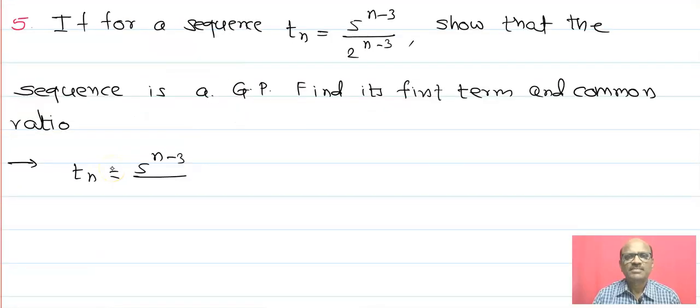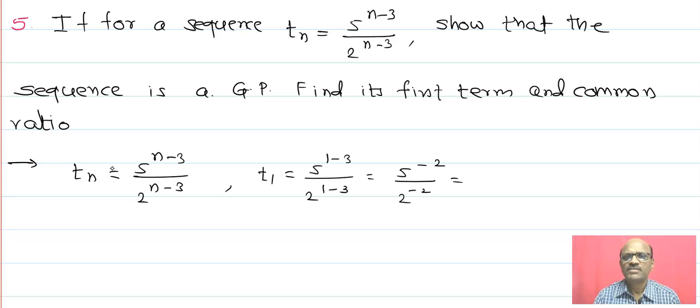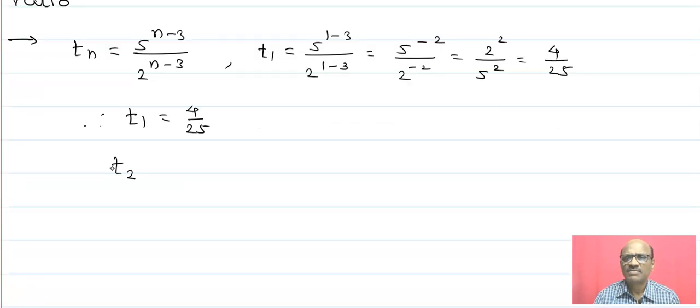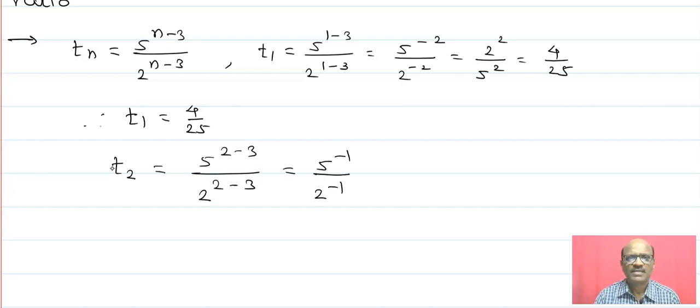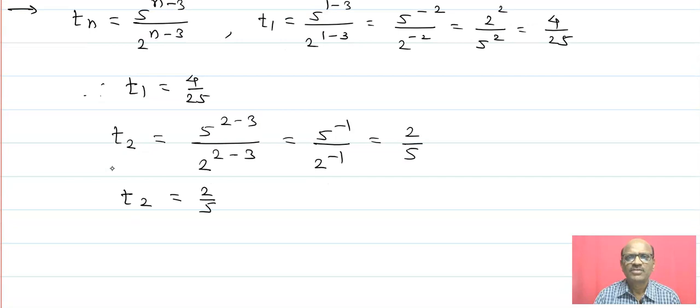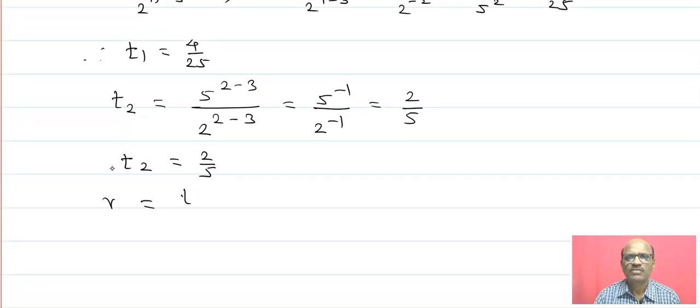Now see this, the next example. If for a sequence Tn is equal to 5 raised to n minus 3 upon 2 raised to n minus 3, then show that the sequence is a GP. Find the first term and the common ratio. Now the terms are T1: replace n by 1, for the first you will get 4 upon 25. For the second, replace n by 2, then you will get T2 is equal to 2 upon 5.